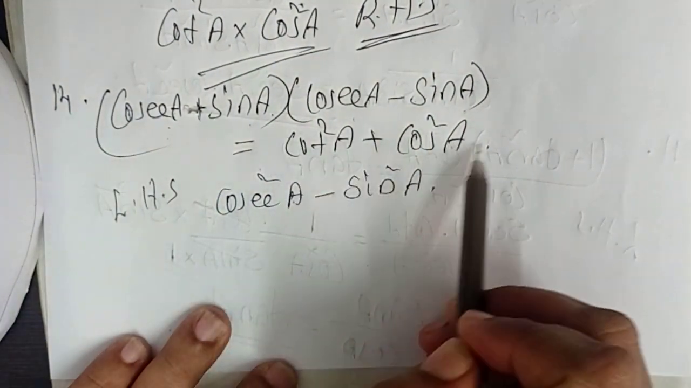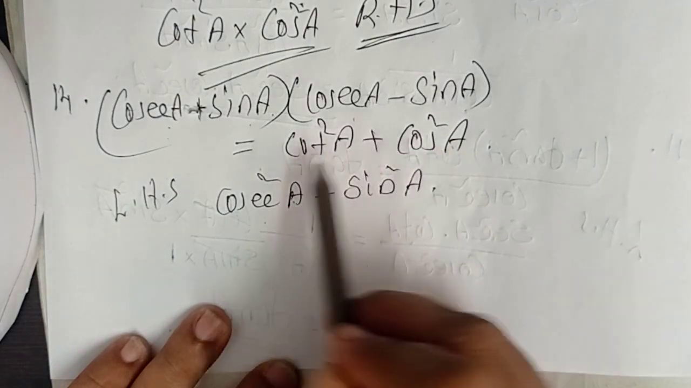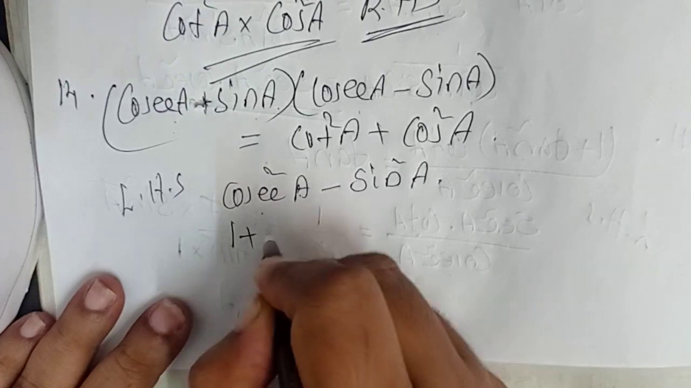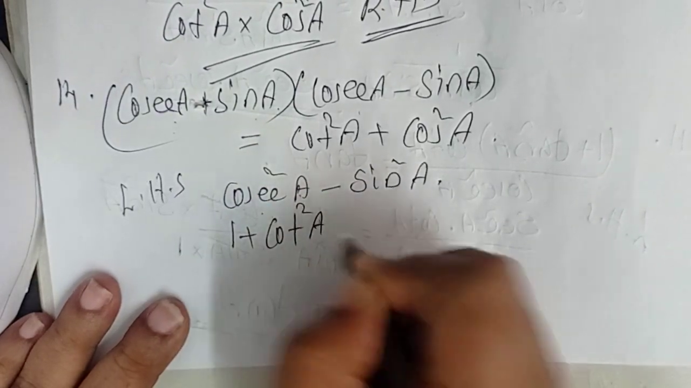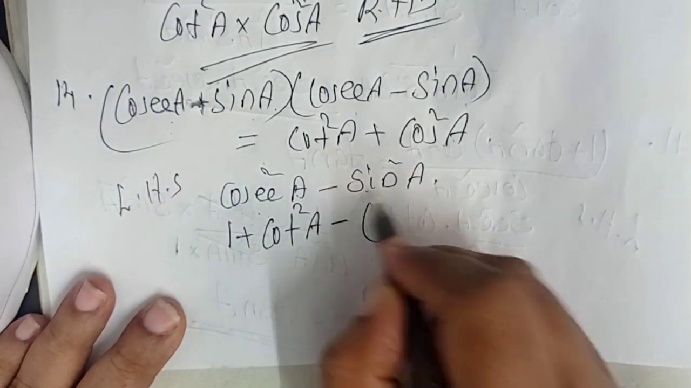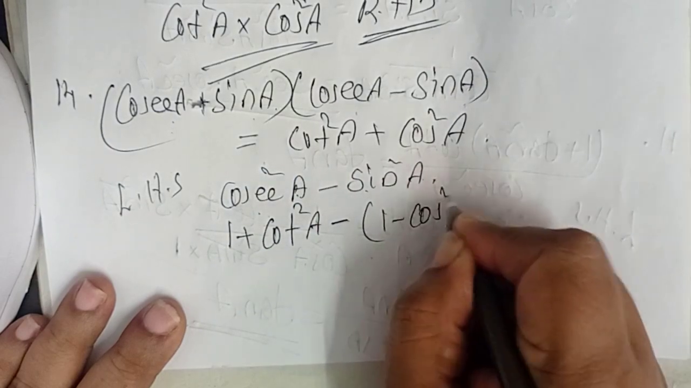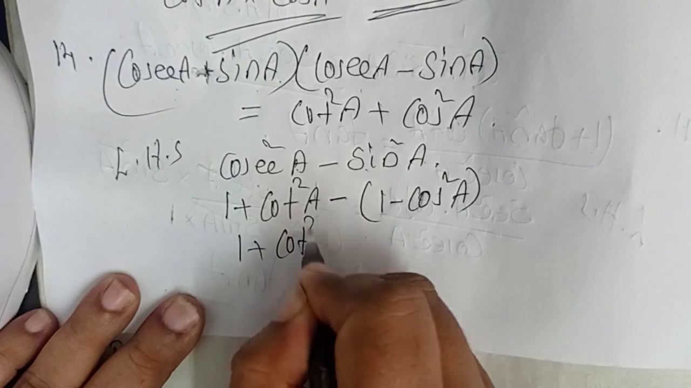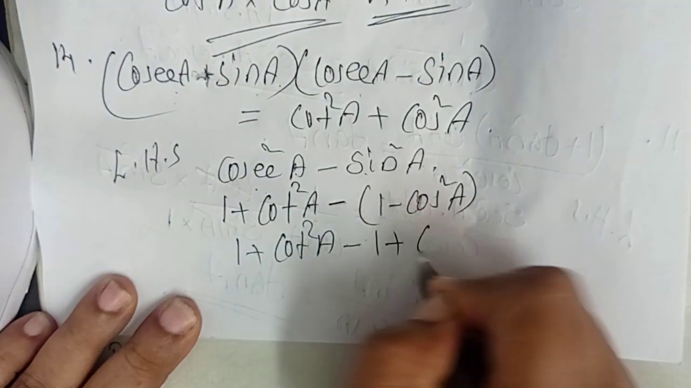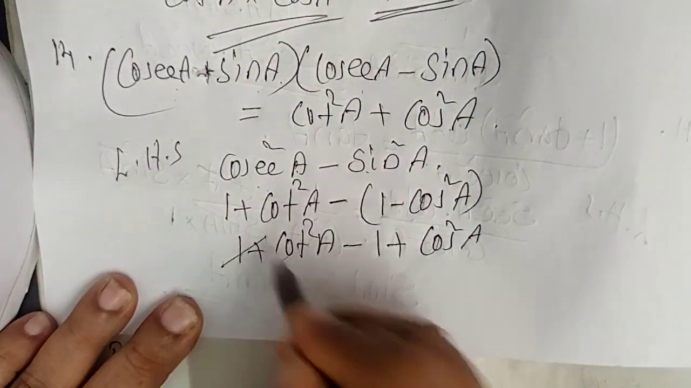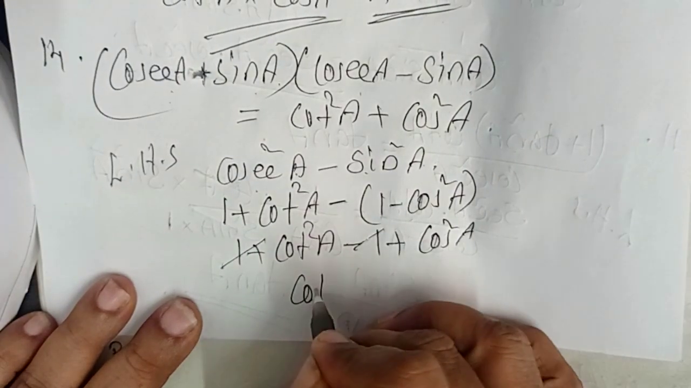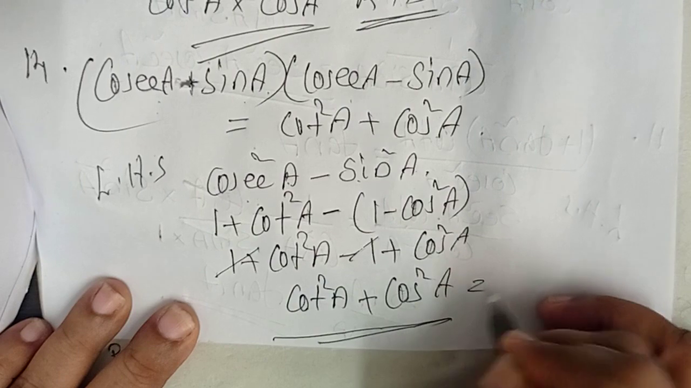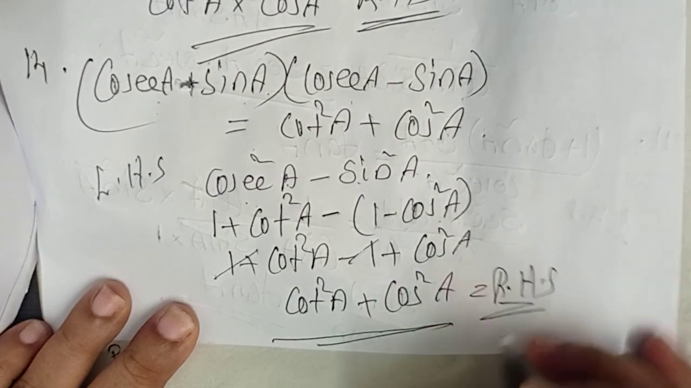But the RHS, no cosec square A and sin square A. Only cot and cos. How can you write cosec square A? Cosec square A is same as 1 plus cot square A. Minus of sin square A is 1 minus cos square A. That is 1 plus cot square A minus 1 plus cos square A. What happened? Plus 1 minus 1 cancel. Cot square A plus cos square A. That is the RHS. Okay.